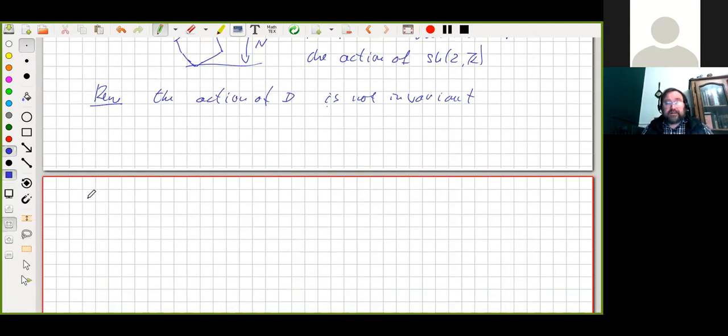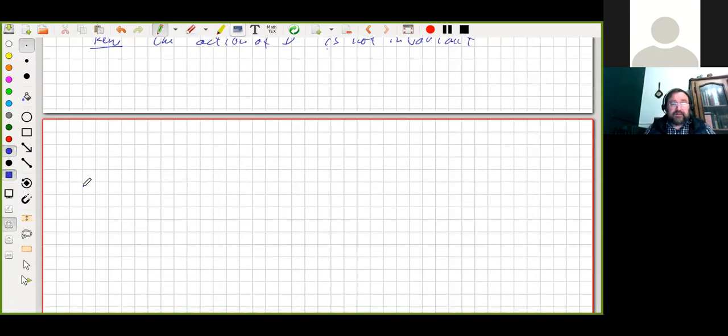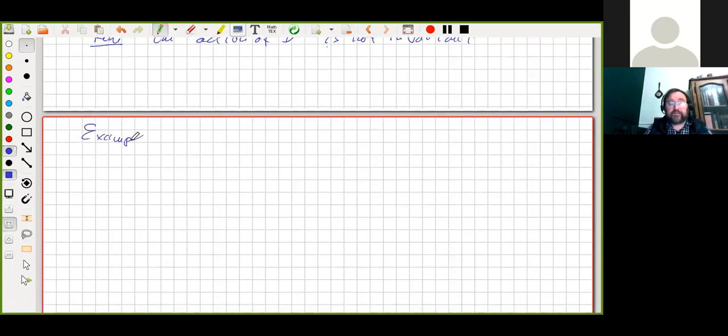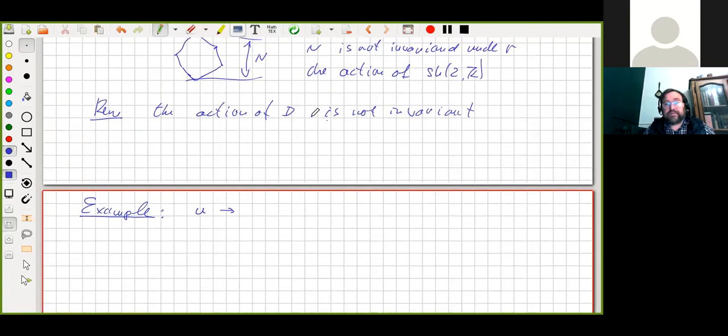Well, now I'll come back to, I will do some example. I want, from an element U, to construct explicitly the diagram, which is a bipartite graph, and the parameterization, the coordinates.